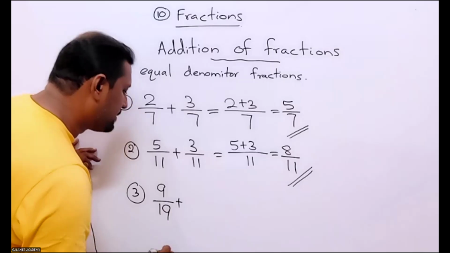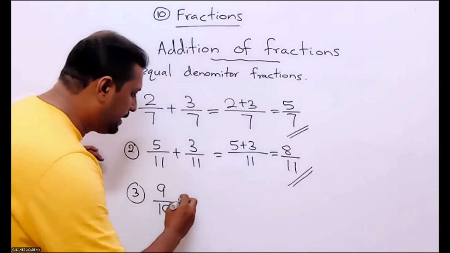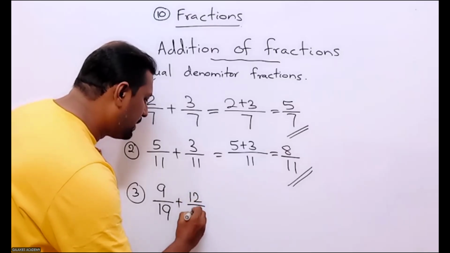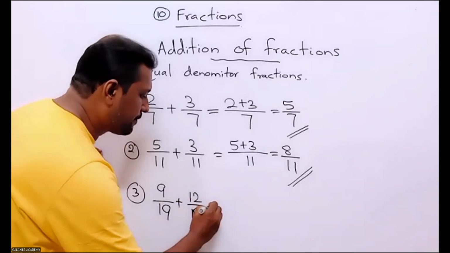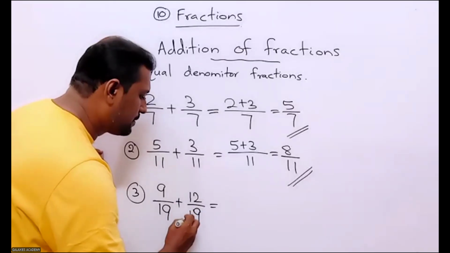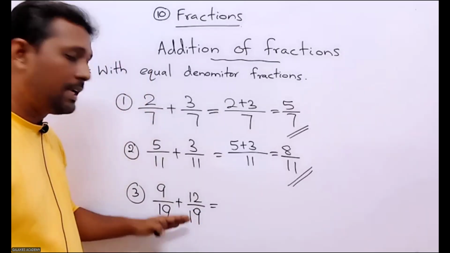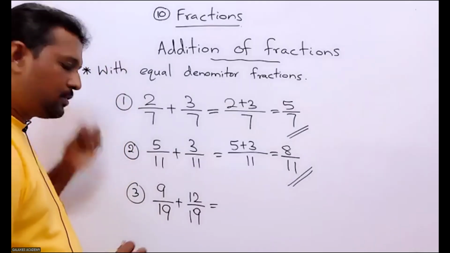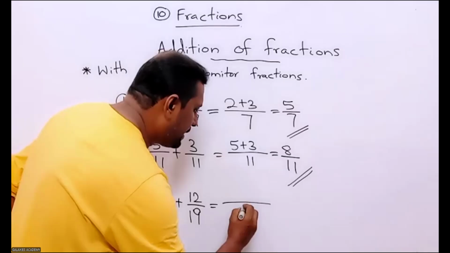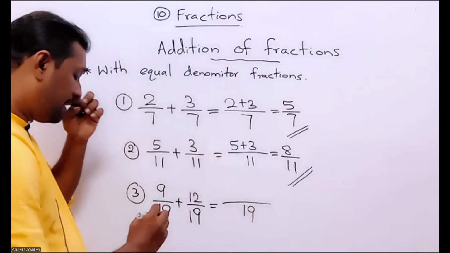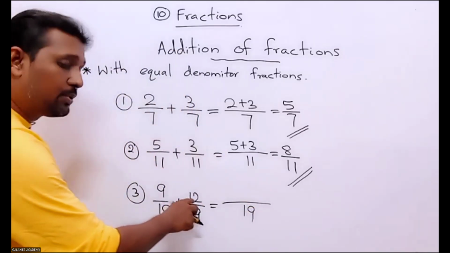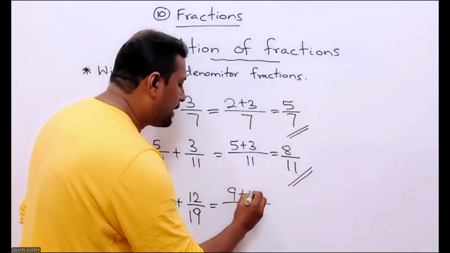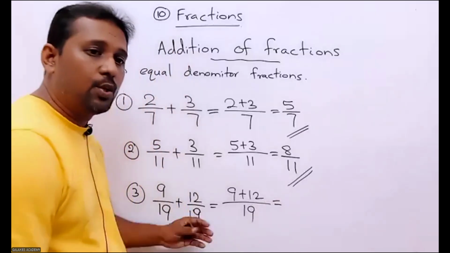9/19 plus 12/19. How about these two denominators? They are equal, no? So your answer denominator should be the same denominator. Then what do you have to do? You have to add the two numerators. 9 plus 12, what is the answer? 21.